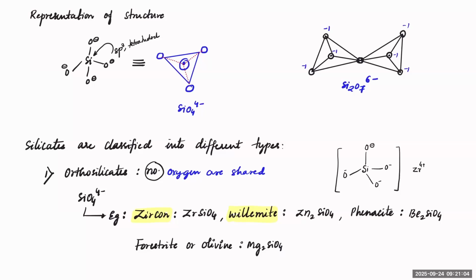In a tetrahedral, if you view it from the top, you can notice that this O minus will be on the top of the silicon, and these three will form an equilateral triangle around it. So this is the top view which we need to adopt. Now this line does not have a bond. This is just to represent how the structure looks.